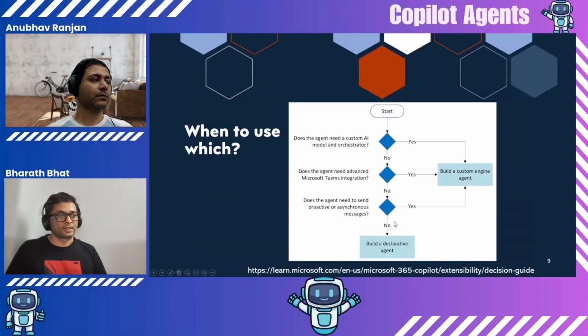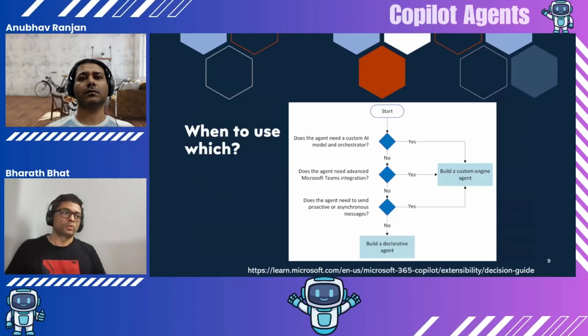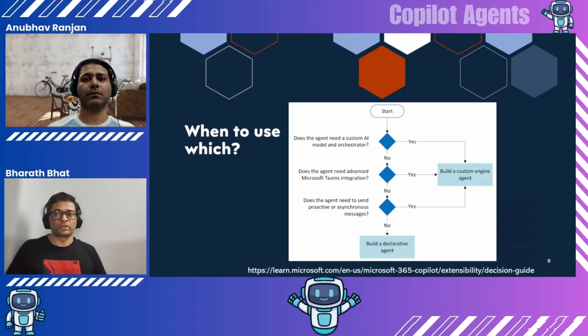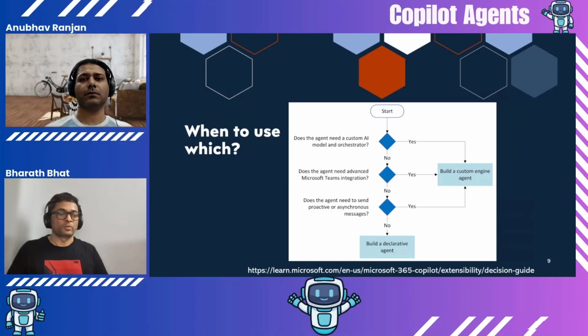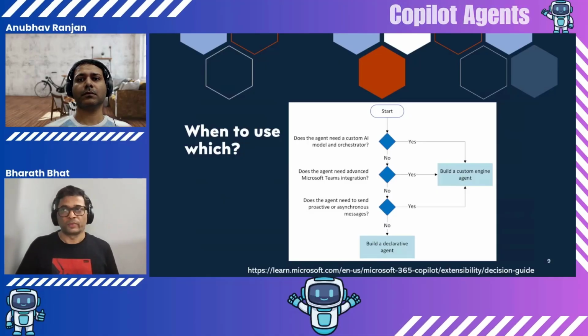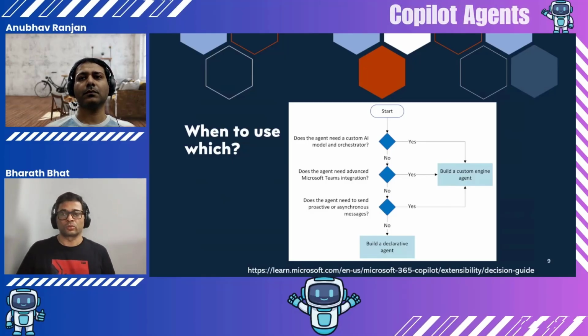And lastly, if you want the agent to be able to send proactive or synchronous messages, and the answer to that is no, you can go ahead with the declarative agent approach. But if yes, you want to send those messages across different channels, trigger actions automatically, etc., then you would want to consider using the custom engine agent approach.